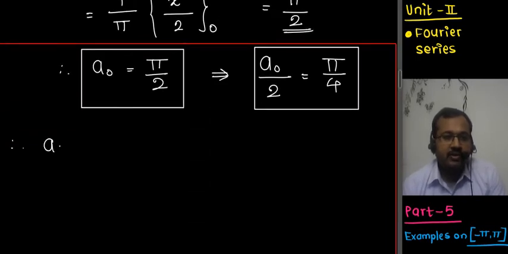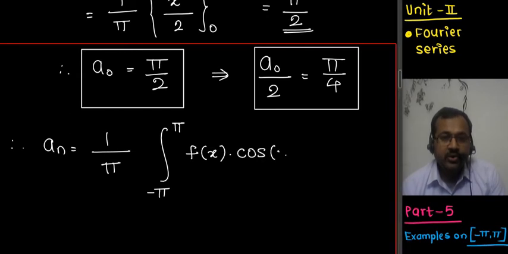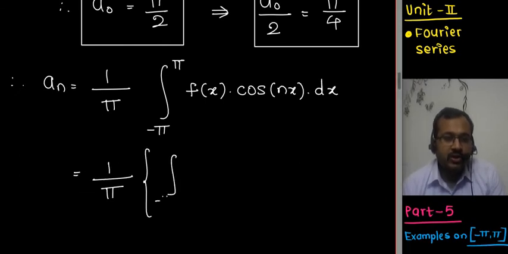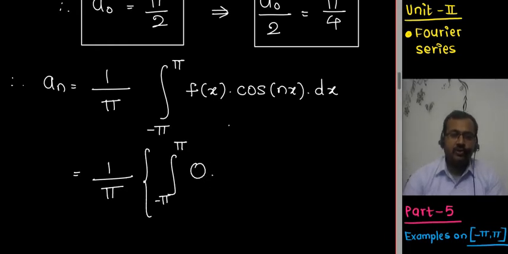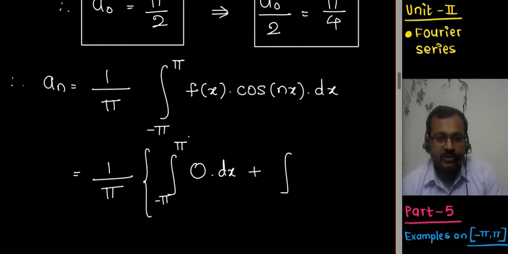Similarly, we can find the value for an. The formula for an is 1 upon pi integration minus pi to pi f of x multiplied by cos nx, and then we take this integration with respect to x. So let's substitute f of x with respect to the range. In the range minus pi to 0, since f of x is 0, 0 into anything is 0, and its integration with respect to x will be 0.